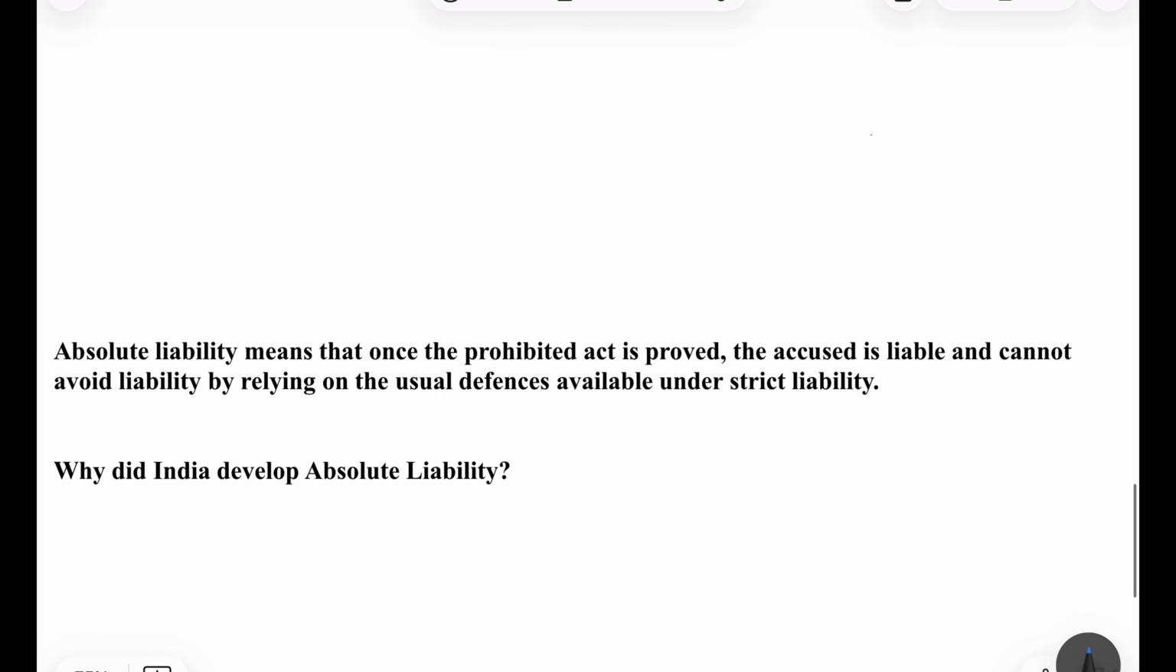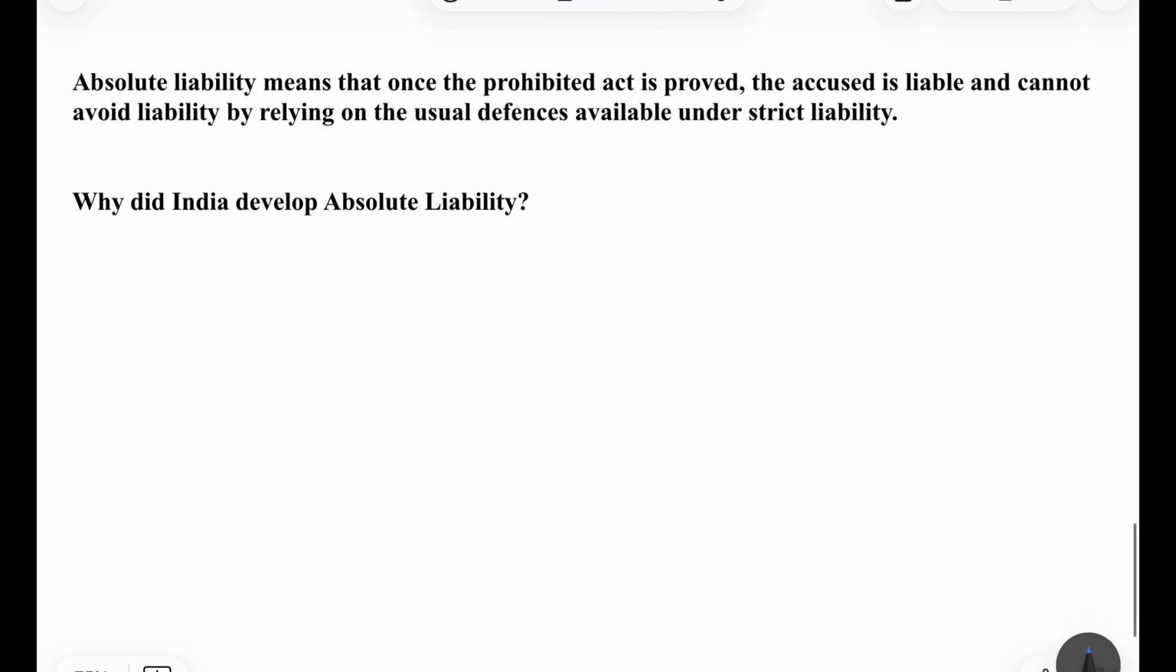And next, for absolute liability. Absolute liability means, first of all, I'm asking you a general question: which is stricter, strict liability or absolute liability? Take a pause for 2 seconds and answer this.